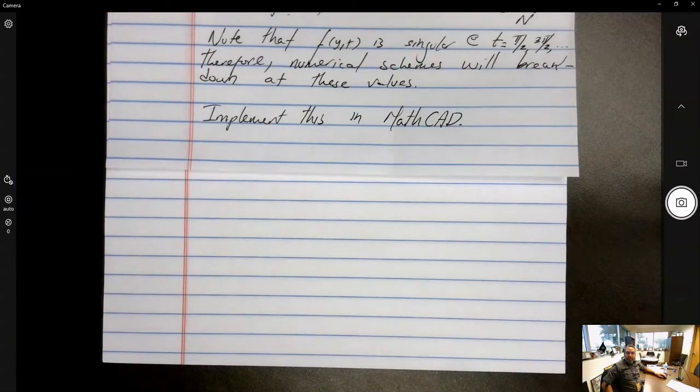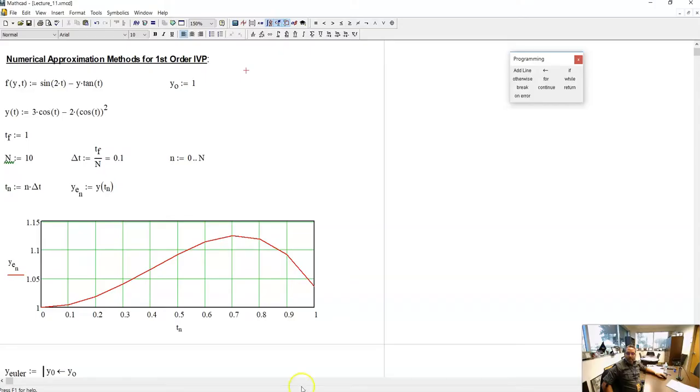I've already opened the Mathcad file, and I'm going to share this with you. So this is numerical approximation methods for first order initial value problems. Again, the ordinary differential equation is defined by this function of y and t. This is technically what we know: sine of 2t minus y tangent of t, and the initial condition is equal to 1. So let me start from 0 in case you haven't watched my videos.